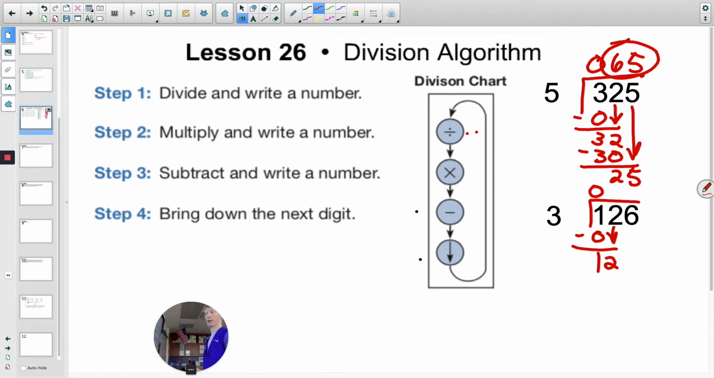Divide. 12 divided by 3 is 4. Multiply. 3 times 4 is 12. Subtract. 12 minus 12 is 0. Bring it on down. Bring it on back, divide. 6 divided by 3 is 2, so 42 would be my answer there. Okay, so that's the division algorithm.